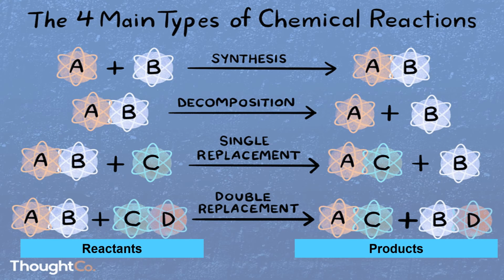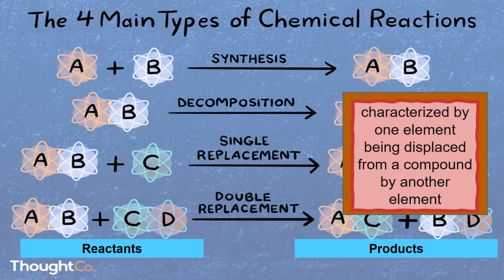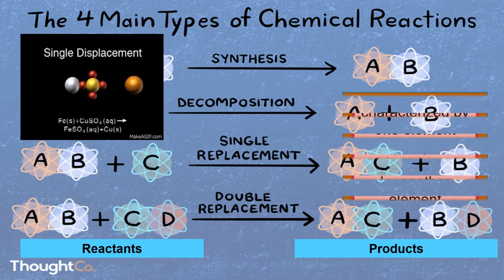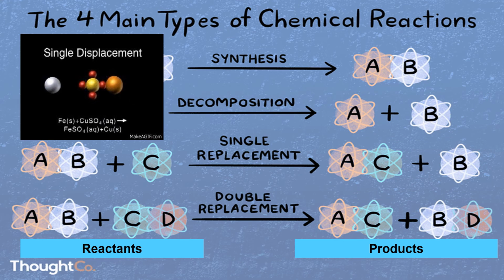The third type of chemical reaction is single replacement or substitution reaction. A substitution or single replacement reaction is characterized by one element being displaced from a common compound by another element. Example is AB plus C yields to AC plus B.